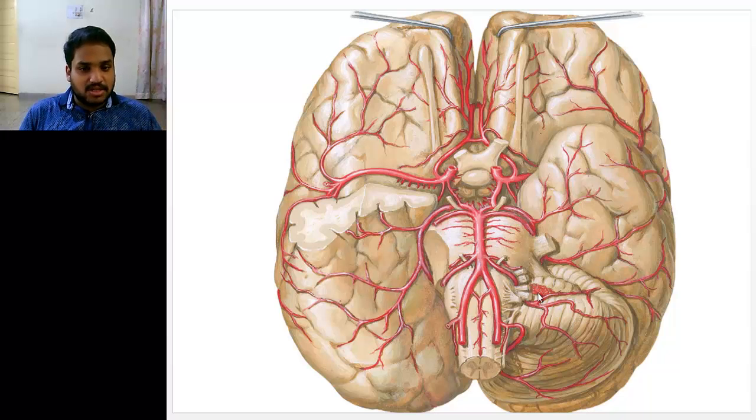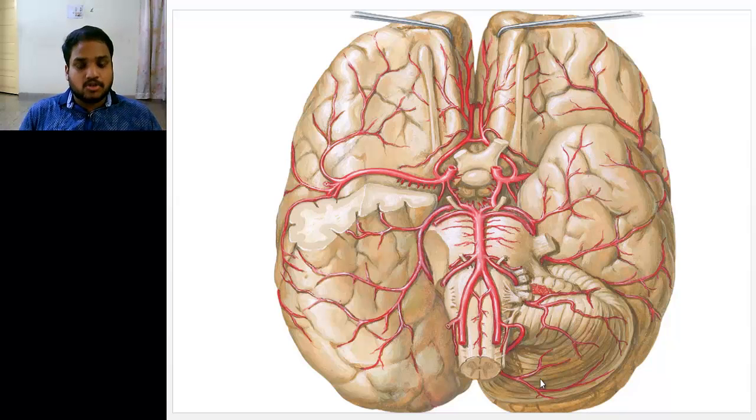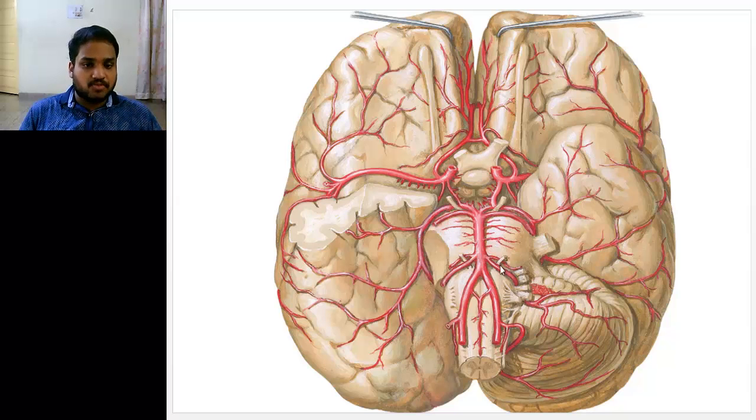So the anterior inferior cerebellar artery, the superior cerebellar artery, and you have the posterior inferior cerebellar artery, right? It is also called the PICA, P-I-C-A, posterior inferior cerebellar artery. This posterior inferior cerebellar artery, in 50% of individuals, arises from the vertebral artery, while in the rest 50% it arises from the basilar artery. So that is the significance.